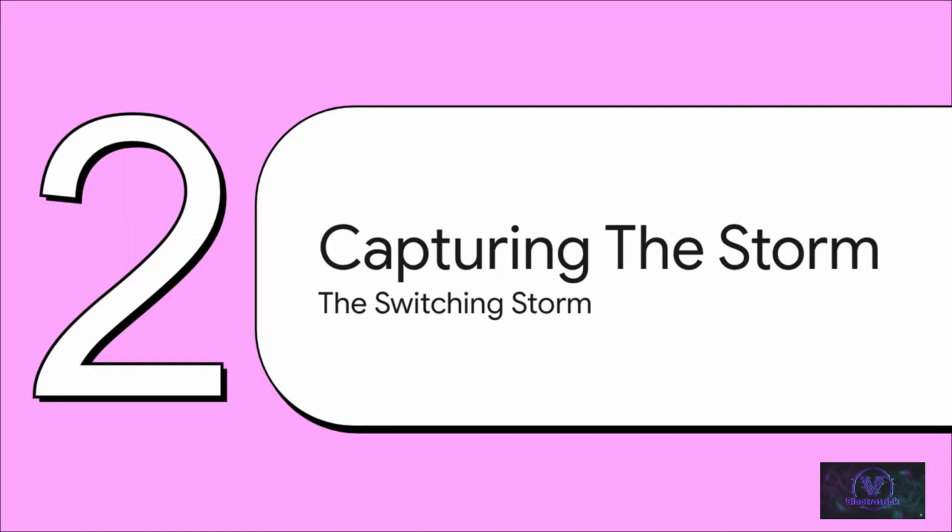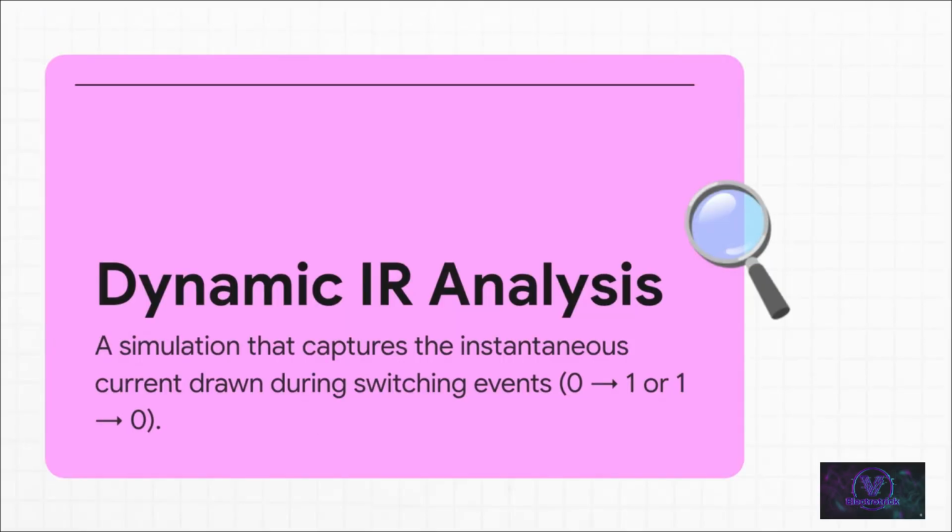So how in the world do you fight something that happens that fast? Well, that leads us right into section 2, capturing the switching storm. You need a tool that can see these lightning-fast events as they're happening. And that tool, my friends, is dynamic IR analysis. So what is it really?